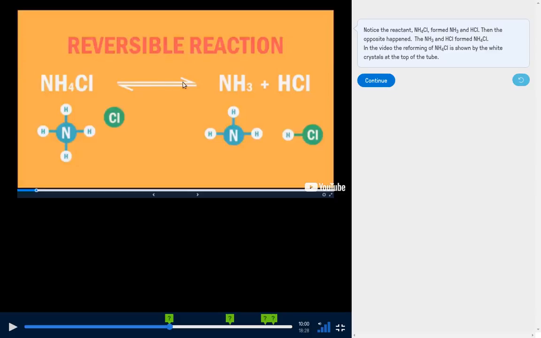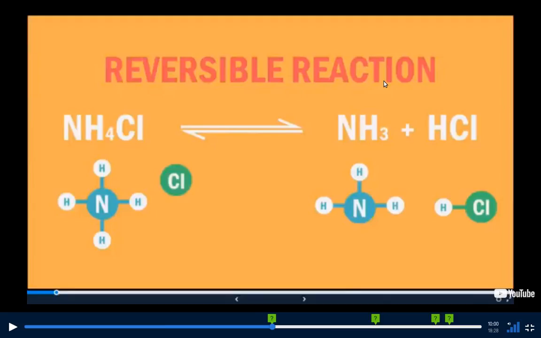Well, that was the forward reaction, going from left to right, just like you read, forward reaction. Well, the reverse reaction, going right to left, is these two things, the ammonia and the hydrogen chloride, reformed and formed some of this ammonium chloride. And in the picture, in the video, it looked like little white crystals. Okay, we're going to continue on from there. And let's look at this particular question.